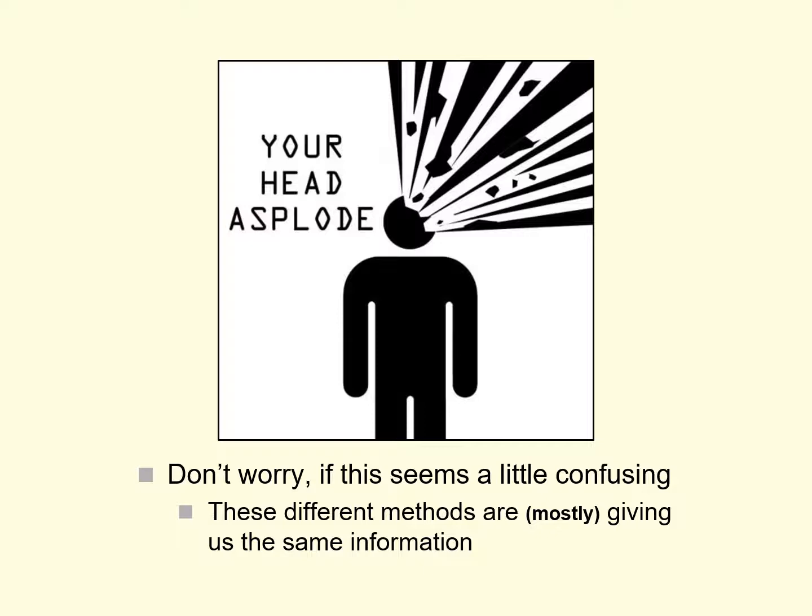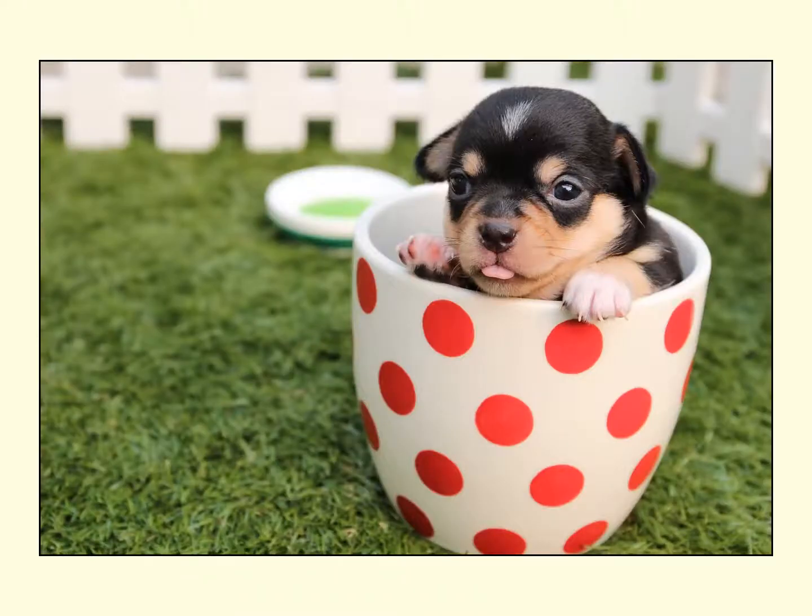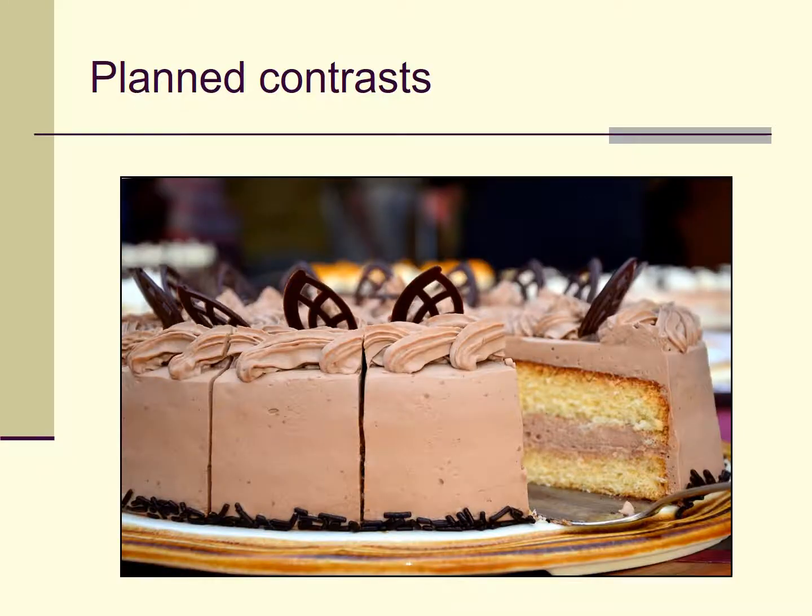But don't worry if this seems a little bit confusing. I know I'm throwing a lot of information at you: regression, ANOVA, codes, parameter estimates, and so on. Here's a picture of a little puppy sitting in a small bowl or something. There, that's cute. That's relaxing. Hopefully that makes you feel comfortable. Seriously though, don't worry. If this stuff seems hard, you'll get the hang of it. Just stick with it.